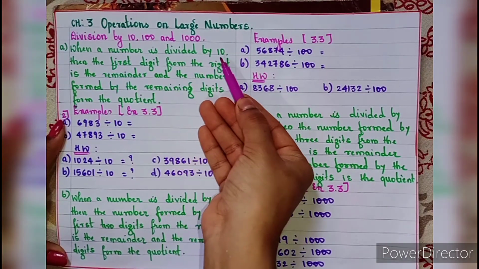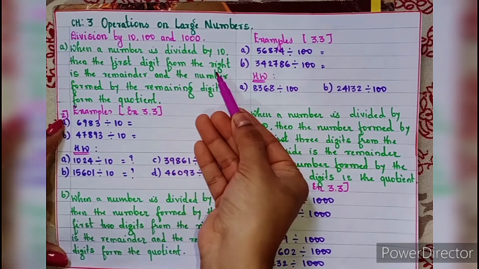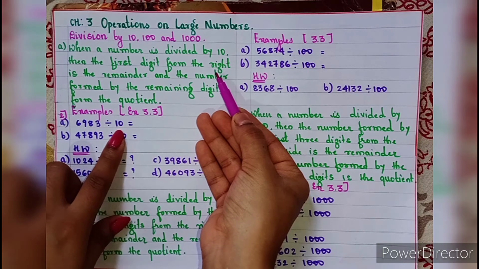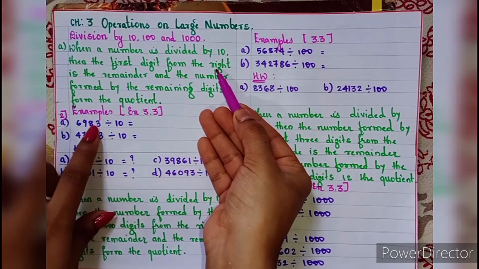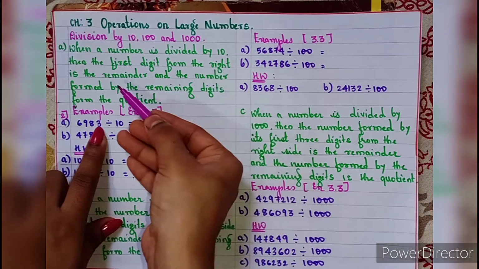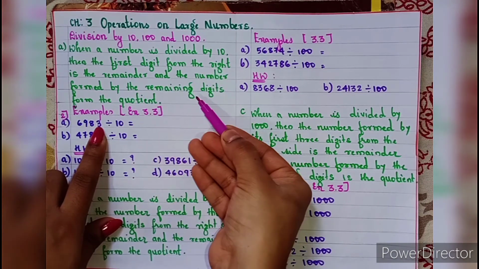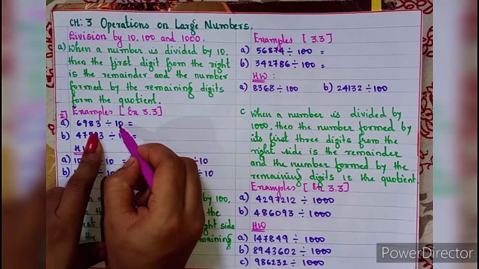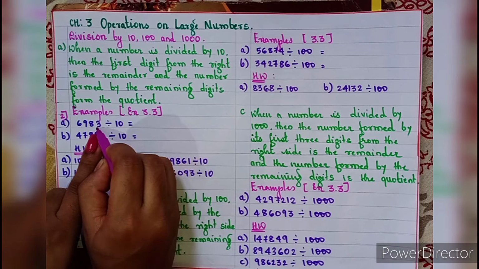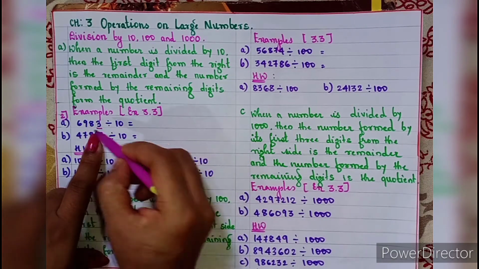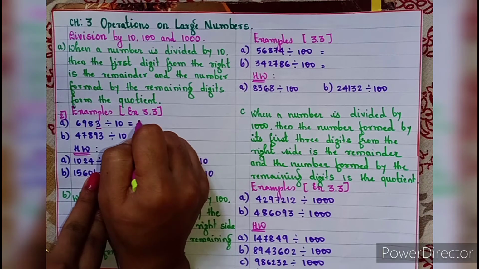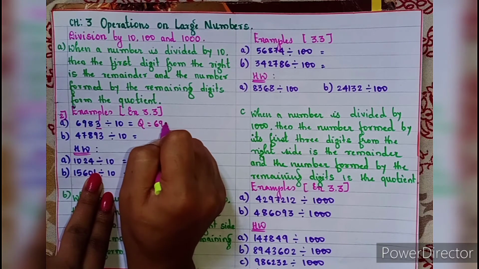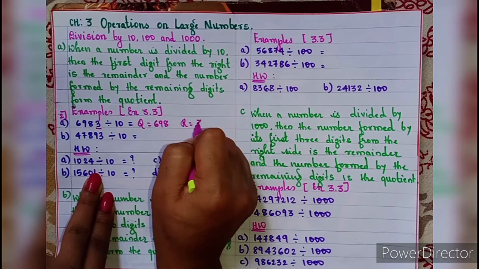When a number is divided by 10, then the first digit from the right side, can you see this is the dividend, and we are going to divide this number by 10. So what they have said, the first digit from the right side is the remainder, and the number formed by the remaining digits forms the quotient, isn't it? So when dividing by 10, the first digit from the right side will be the remainder and the rest of the digits will be the quotient. So what will be our answer? Our answer is Q, that is quotient, equal to 698 and remainder is 3.